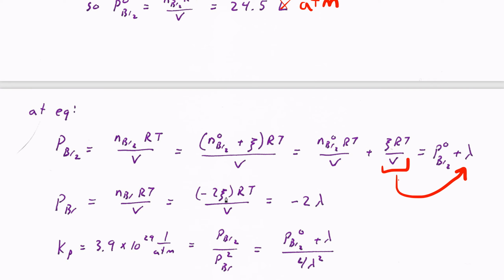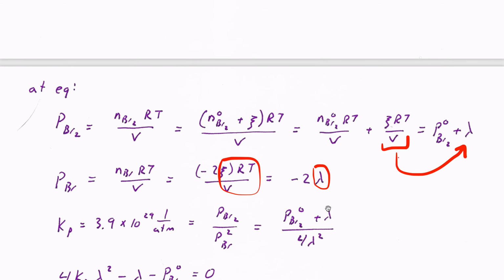Same thing if I rewrite squiggle RT over V as lambda in the second expression, then the pressure of bromine is going to be minus twice lambda, minus twice the extent of the reaction written as a pressure. So now I have enough information to plug into my equilibrium expression. Kp is some value that I know. That's the equilibrium constant written in terms of pressure, so it's pressure of the products divided by pressure of the reactants raised to the appropriate powers. I've just figured out that the pressure of Br2 is initial pressure plus lambda. Pressure of bromine atoms is minus 2 lambda, so when I square that, that becomes 4 lambda squared.